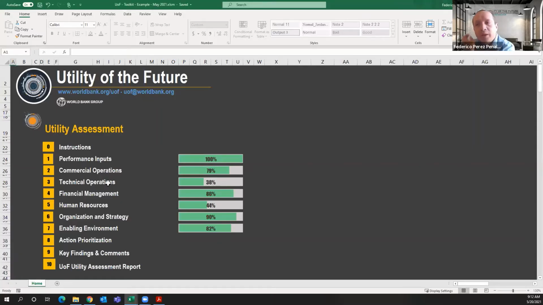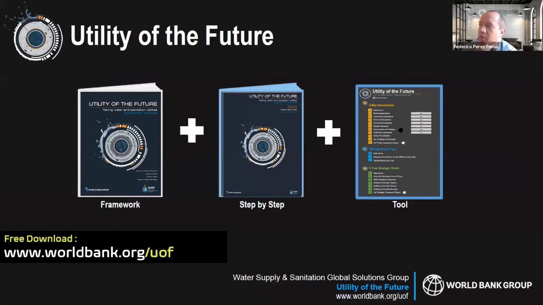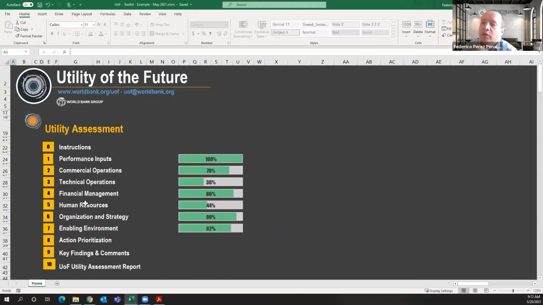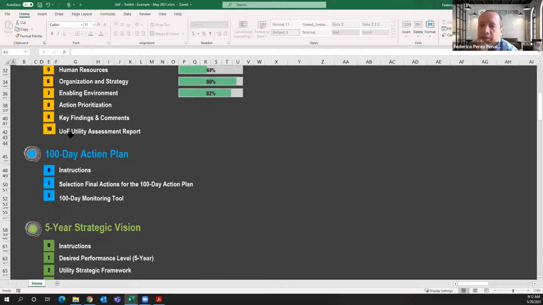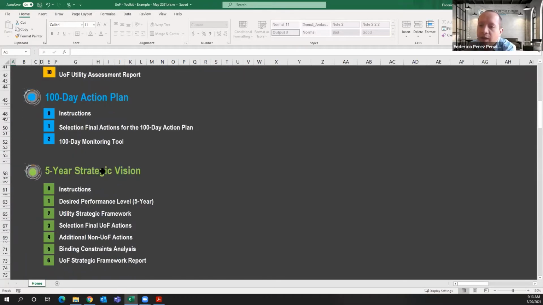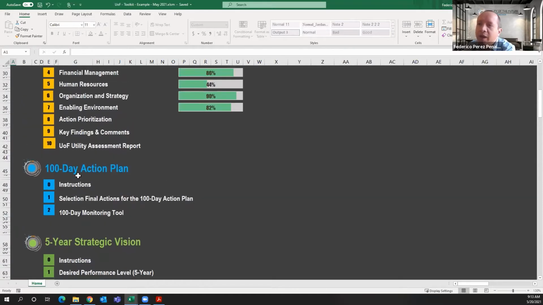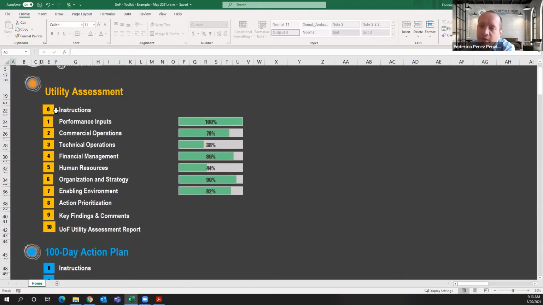So what I'm going to show you is the tool, I mean, this product, the Utility of the Future tool. As I mentioned, you can find the instructions here in the step-by-step on the website that we just provided. The tool basically walks you through three main processes. The first one is the utility assessment. The second one is the 100-day action plan. And the third one is the 5-year strategic plan. For each of them, you can find the instructions here.